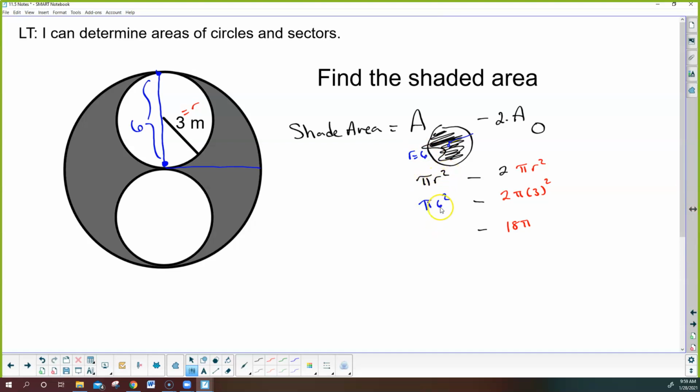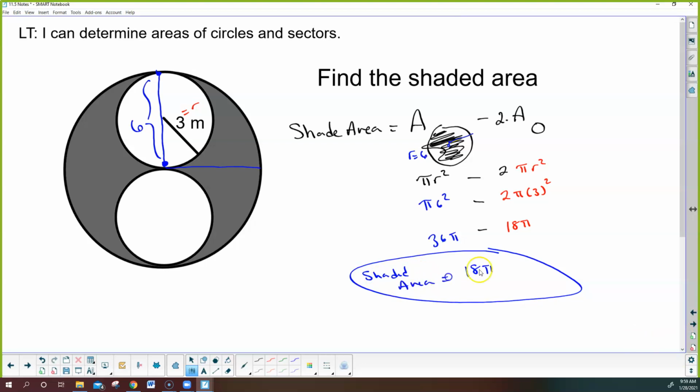And then I know pi r squared, well, 6 squared is 36. And then you can think of pi as the same as a variable, right? 36 pi's minus 18 pi's tells me my shaded area is equal to 18 pi. And then my units are meters, so we're going to put meters squared because it's area.